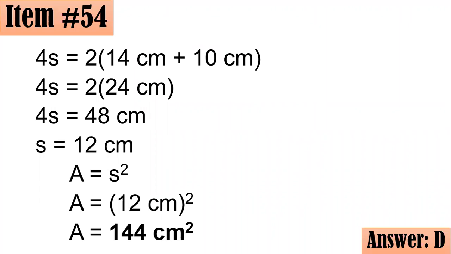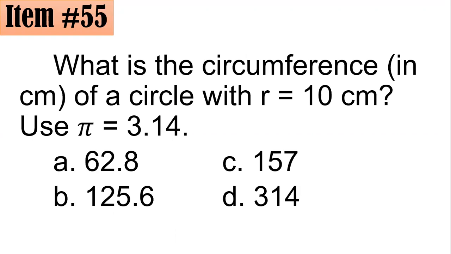55. What is the circumference in centimeters of a circle with R equals 10 cm? Use pi equals 3.14. 62.8, 125.6, 157, 340. Okay. We could see here a lot of A's.